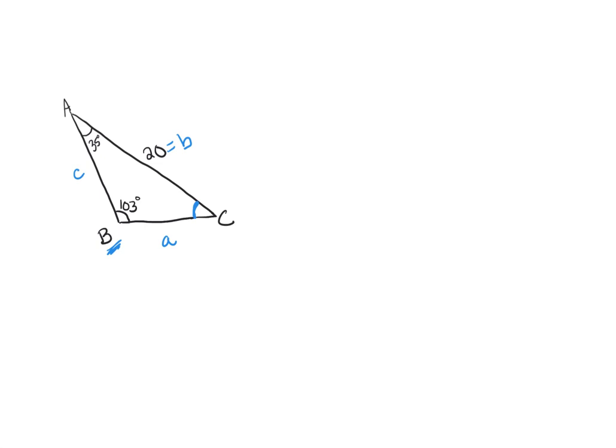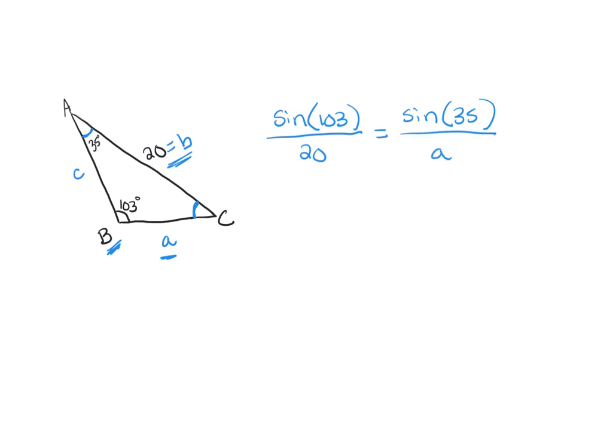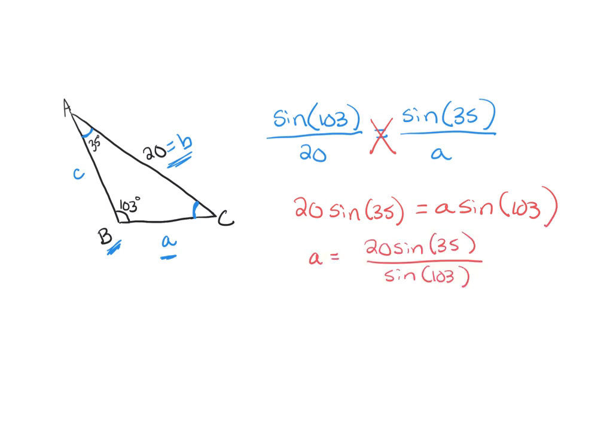All right, so because I have angle B and side length b, I'm going to set up that fraction where I have sine of B, 103, divided by the side length b, 20, equal to, let's see, we have angle A, but we need side length a. So I can do sine of the angle 35 over the side length that we need to solve. And then we can cross multiply. So 20 times sine of 35 is equal to a times sine of 103. And then we can divide, and we'll get that the side length is about 11.8.